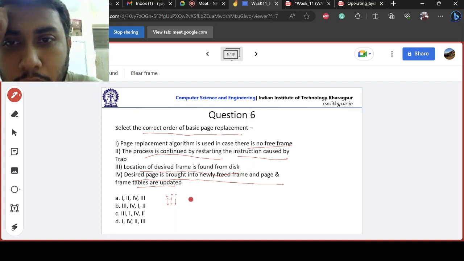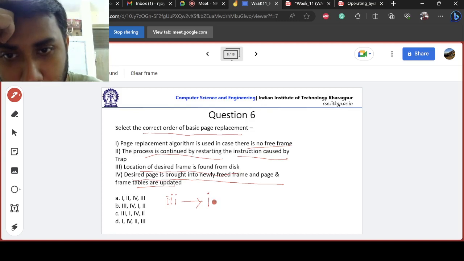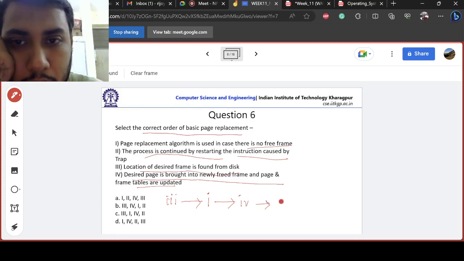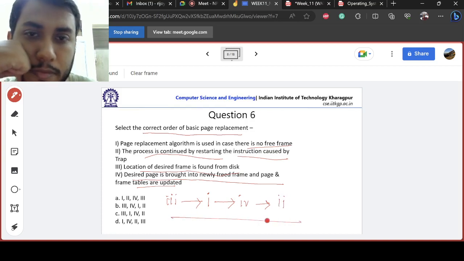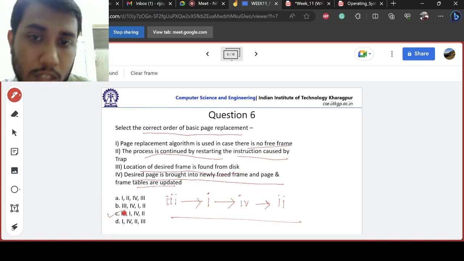Then what happens? The page replacement algorithm is used in case there is no free frame. Then what happens? The desired page is brought onto the newly freed frame, and page and frame tables are updated, and then the process is continued by restarting the instruction caused by a trap. Right, this is the order, and the correct answer is option C.